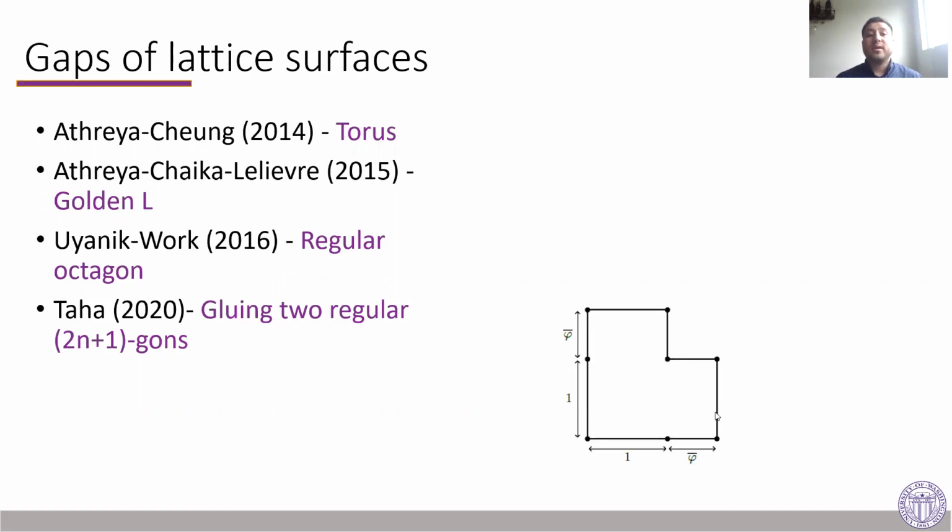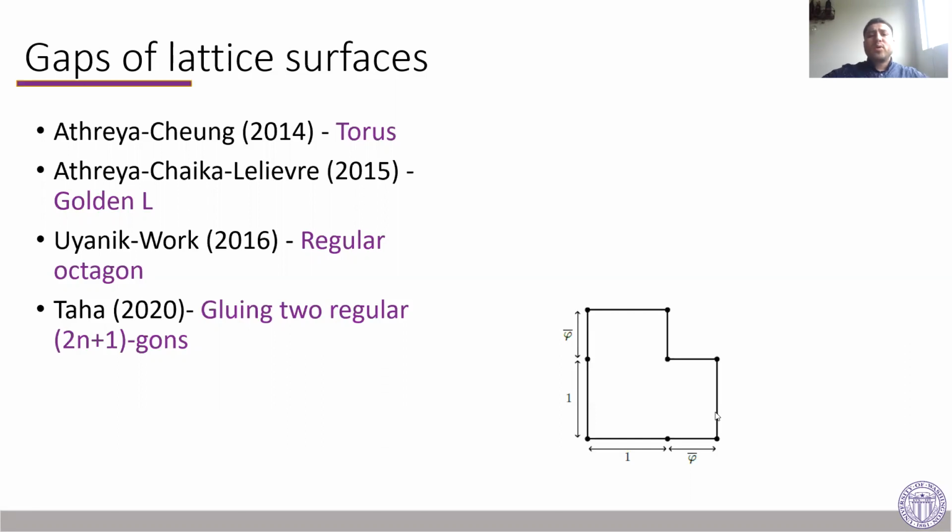Shortly after the torus was considered, Athreya and Lelièvre considered the situation of gaps for the golden L, as pictured here, where phi is the golden ratio. After that, work looked at the regular octagon, pictured in the previous slide. And then more recently, Taha looked at the gluings of two regular 2n+1 gons. Taha's results aren't exactly stated in the language of translation surfaces, but they can be reinterpreted as such.